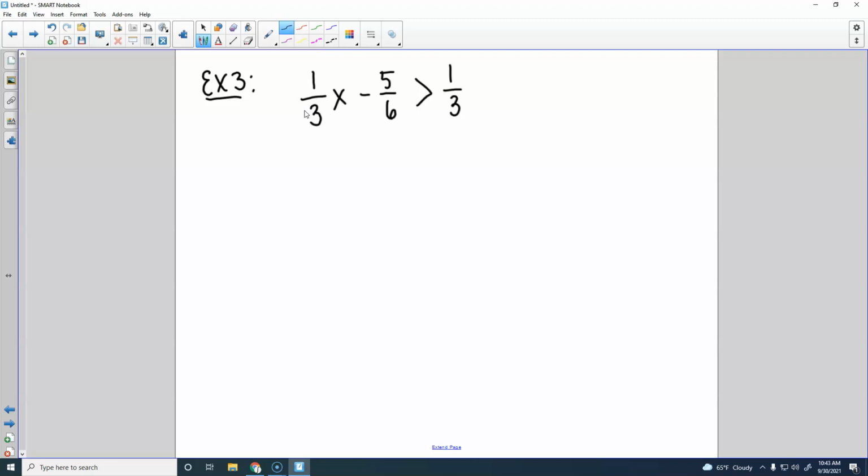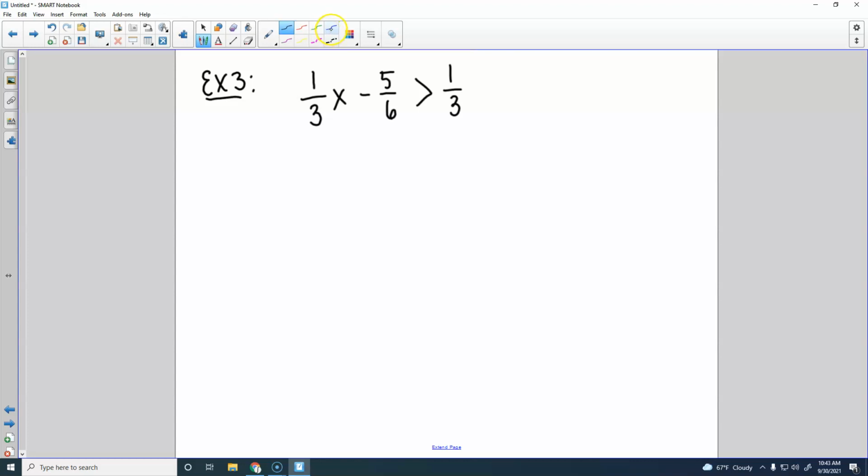But here's a trick, okay? So you could add 5/6 and divide by 1/3. You could solve this using fractions. Or, if you would prefer not to, here is a trick that you can use for whenever you have equations or inequalities that have fractions, okay? If we were going to get common denominators, what number would we use for our common denominator for 1/3, 5/6, and 1/3? We would use 6, right?